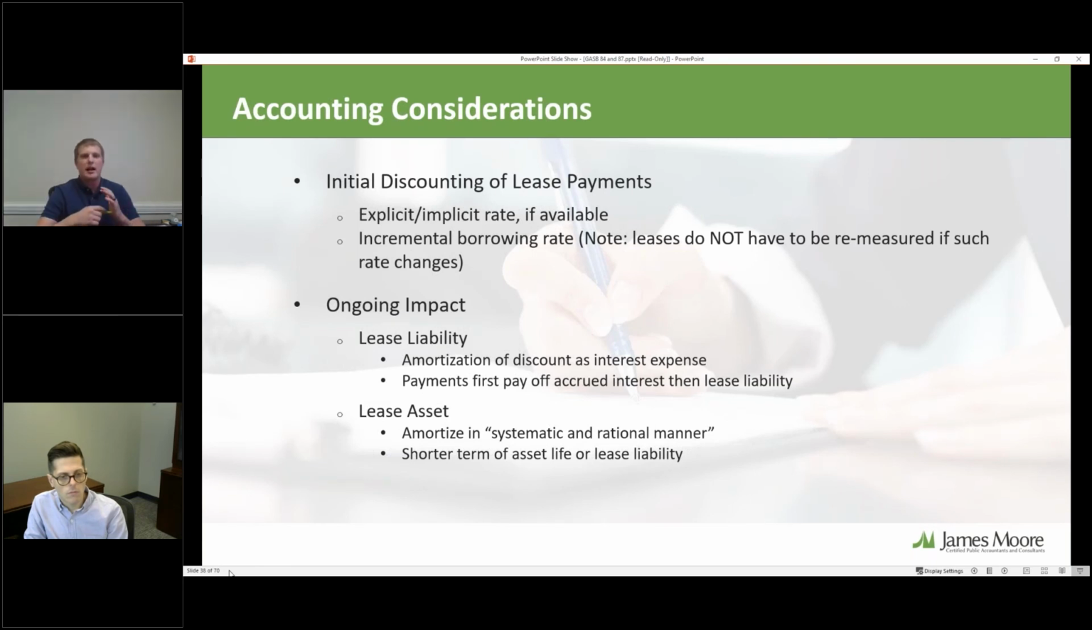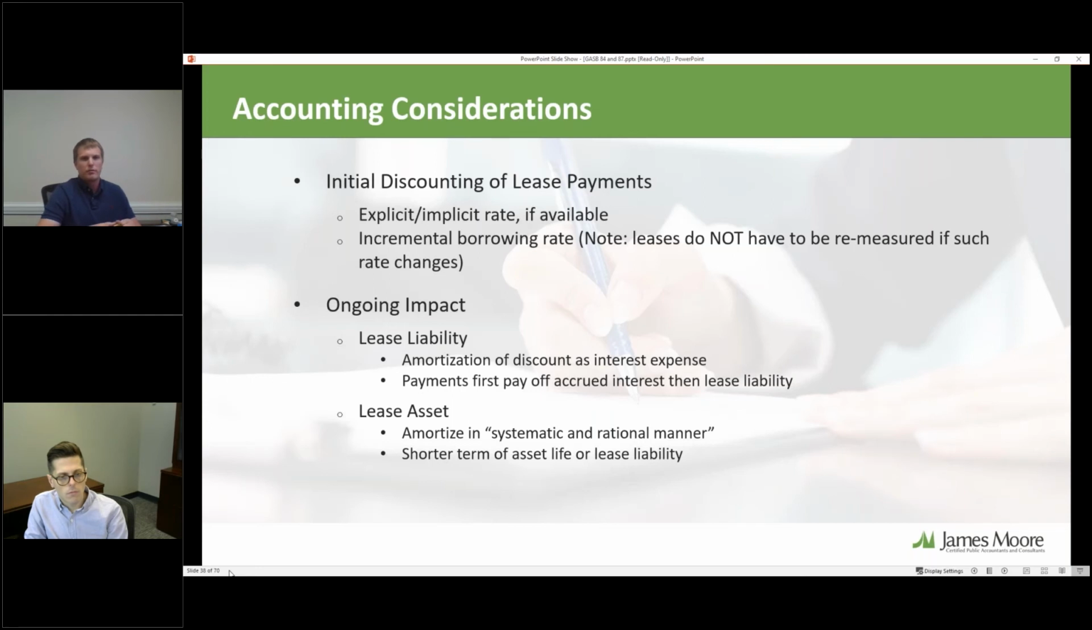Some specific accounting considerations. So the initial discounting of the lease payments. Once again, that's one you might want to start working with your lessors, or if you are a lessor, go ahead and start including or getting your lessor to include that rate within that contract. You're going to use the explicit or the implicit rate if it's available. If not, you can use the incremental borrowing rate.